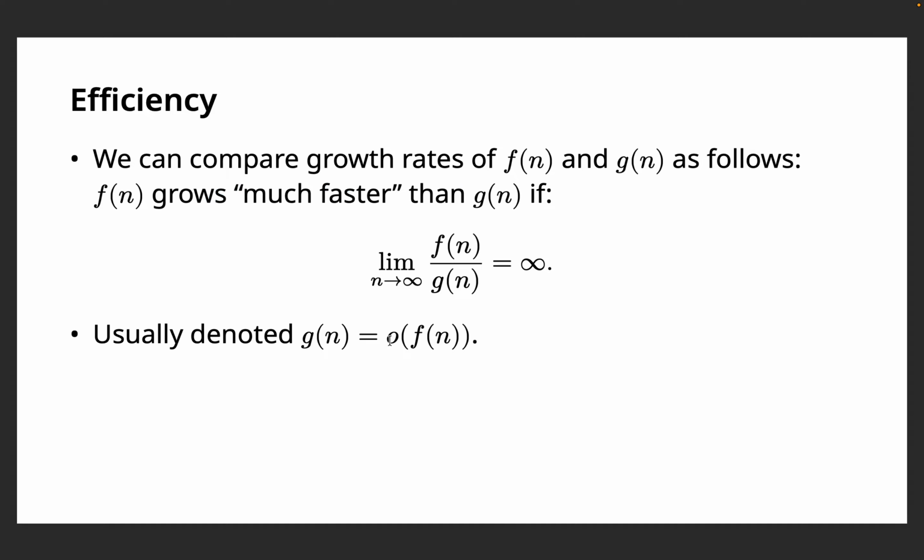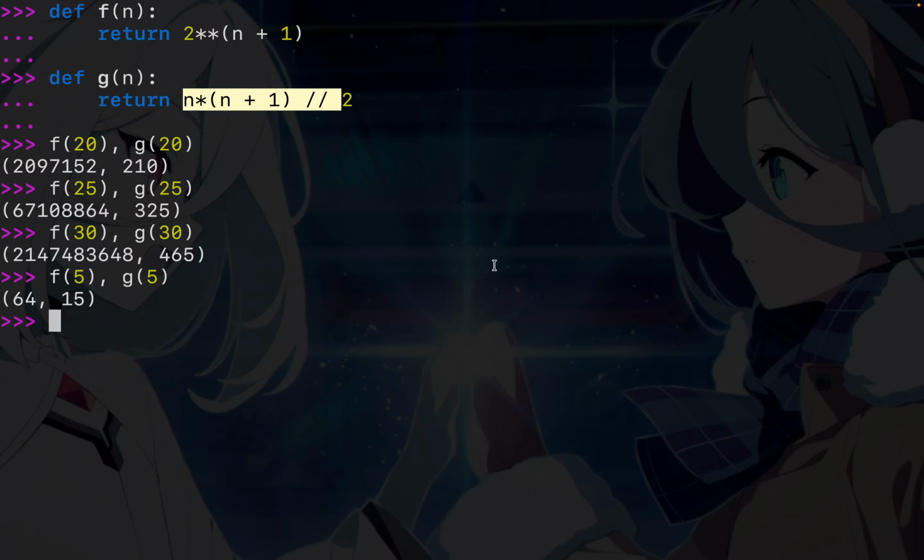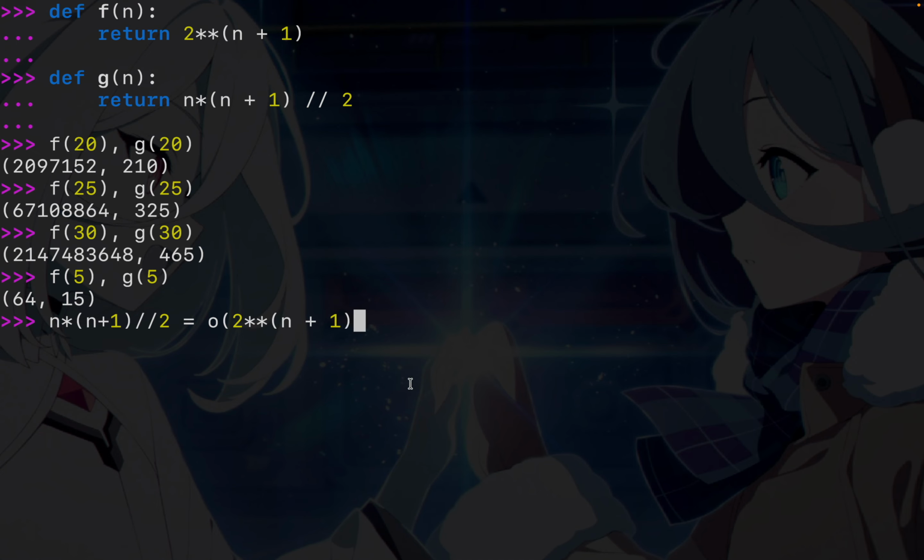We have a notation for that. We say that g of n is small o of f of n. So in other words, what we're saying here is that n times n plus 1 over 2 is equal to small o of 2 raised to n plus 1. Or this function grows a lot slower than this function over here.